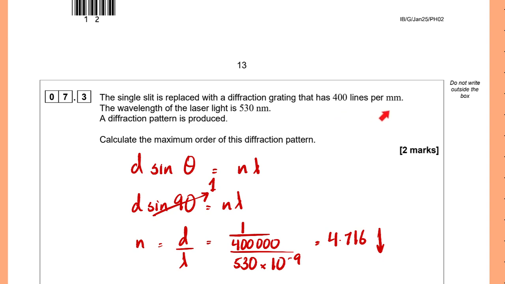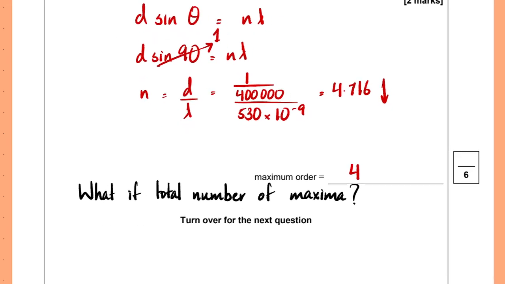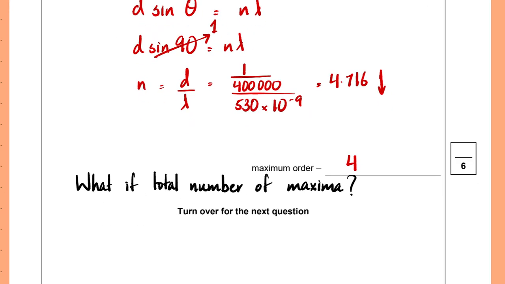This is 400 lines per mm, so this means 1000 times as many lines per meter. So 400,000 lines per meter, so 1 over that is the spacing for the grating. Divide that by the wavelength, and it turns out to be 4.76. Even if this was 4.99, I would still round down, because I can only see this many at the 90-degree angle. This is what it means. So I can see 4 maxima. What if the question said to find the total number of maxima? Then I would use this: you have 4 on each side and 1 in the center. That would make a total of 9 maxima in this case. Okay, let's go on now.